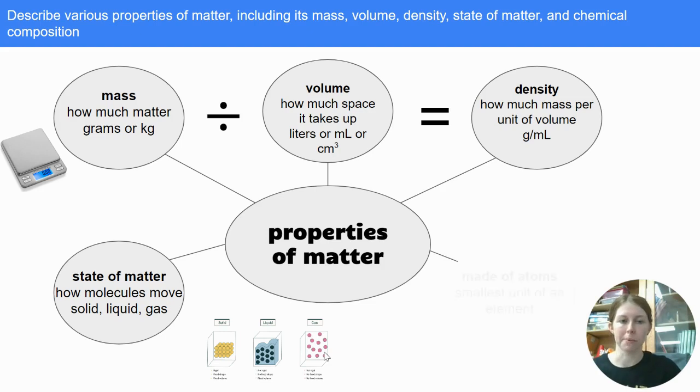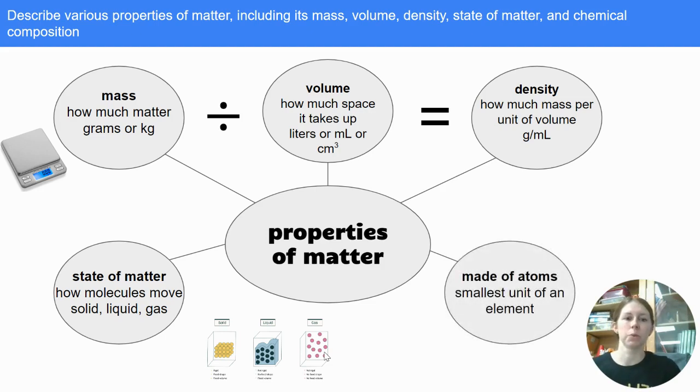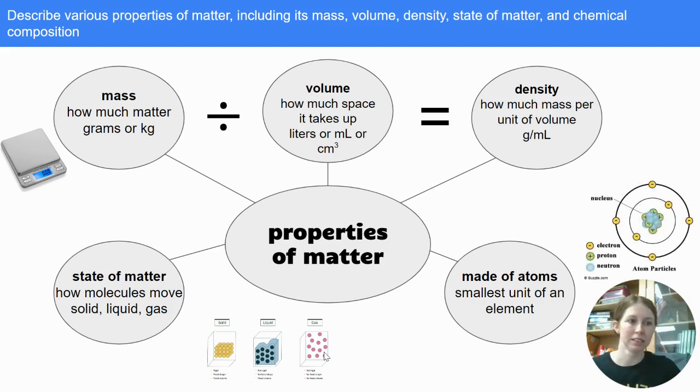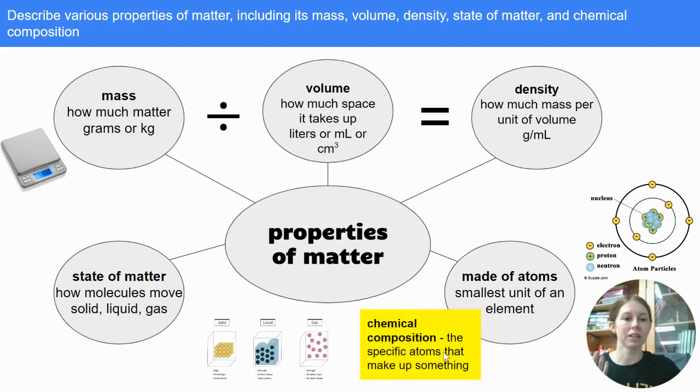And then the next property of matter is what the matter is made of. What are the atoms in it? We do need to understand that all matter is made of atoms. That's the smallest unit of an element. We'll talk a little more later about the difference between an atom and an element, but just know that everything is made up of atoms. And here's a little model of an atom. This goes together: the chemical composition is a property of matter. So what is it made of? What are the elements that make up that matter? That is a property of the matter, and we'll talk about that a lot more later.